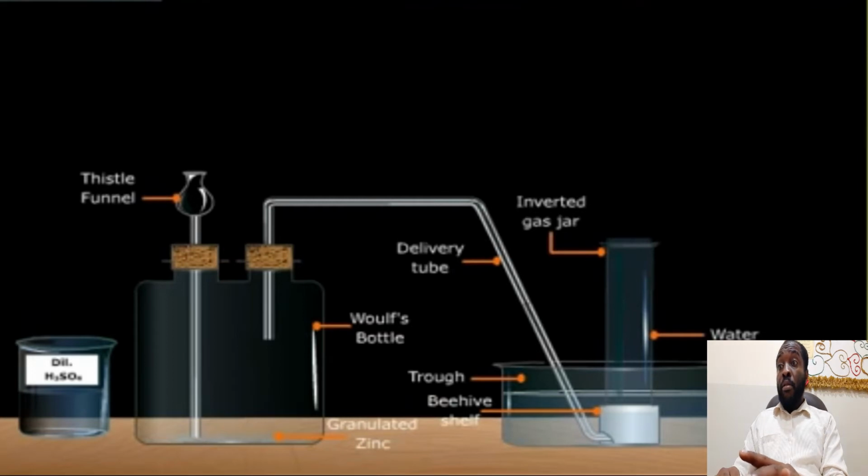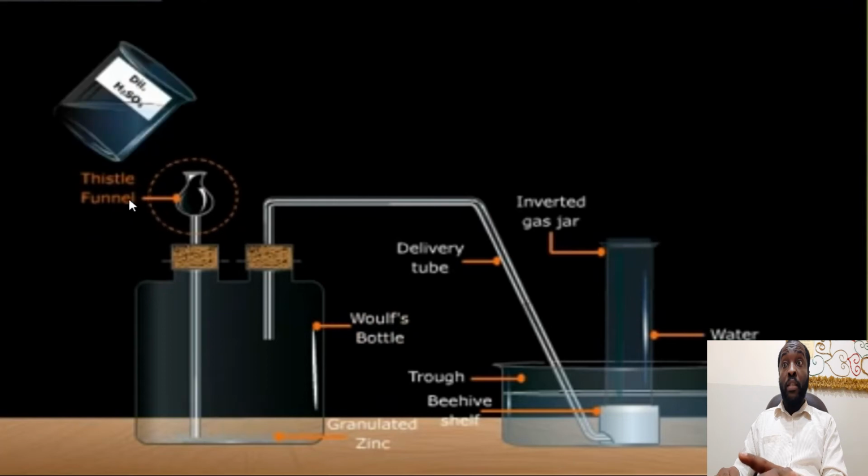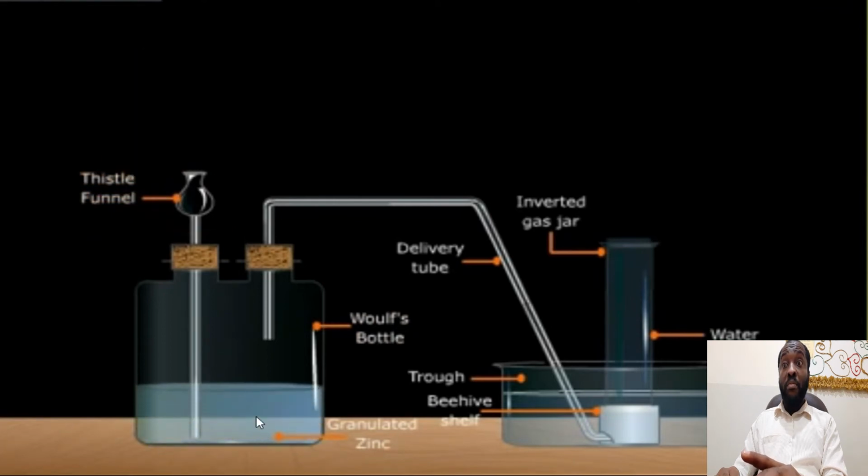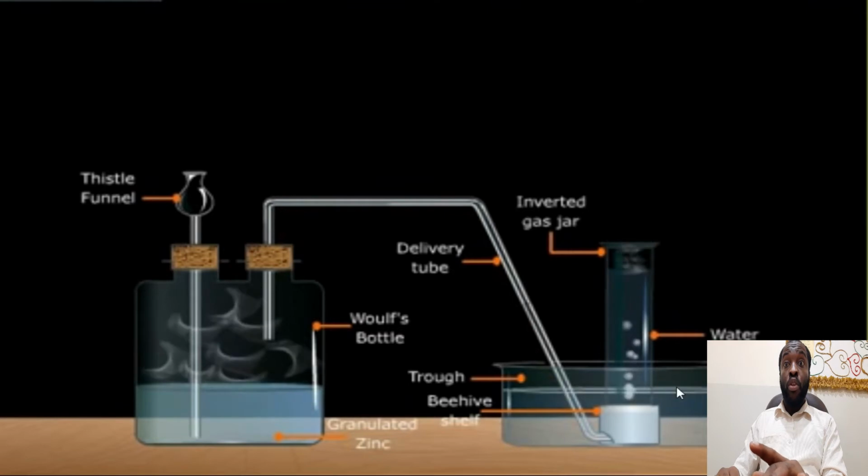Now, if we run this experiment, like I told you, this is your granulated zinc. We have to pour your dilute sulfuric acid through your thistle funnel to meet your zinc, and immediately hydrogen gas is given off through your delivery tube to your inverted gas jar.